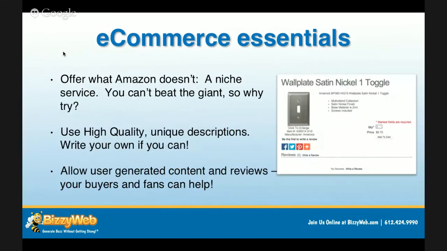4 through 6 is you want to offer what Amazon doesn't. Amazon is a great big giant service that sells literally everything under the sun. Can you do the same? Probably not without billions of dollars to catch up. So offer specific things that are helping people in a specific way.